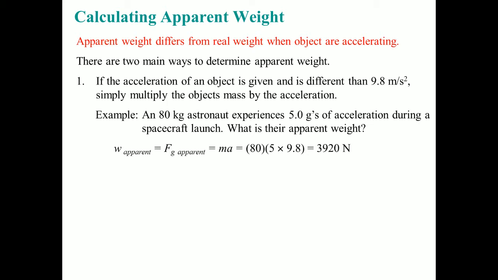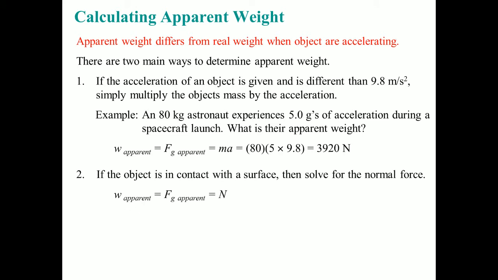Here is an example. An 80 kilogram astronaut experiences 5g of acceleration during a spaceship launch. What is the apparent weight? So here you just multiply 5 times 9.8. That gets the new acceleration. So 5 times 9.8 is roughly 49. You could round it up to 50. That is the amount of g's that you're pulling, 50 meters per second squared. We multiply that by the mass, which is 80, getting you 3,920 newtons. This is the apparent weight.